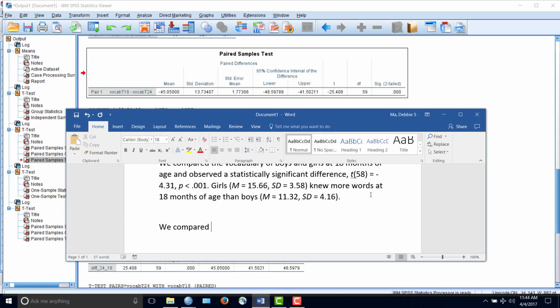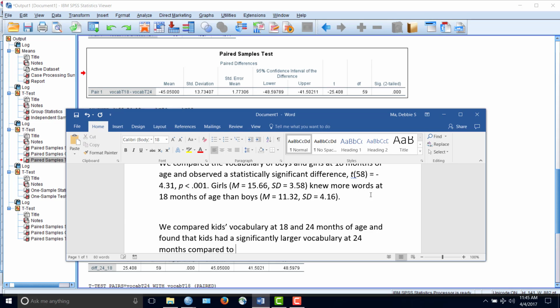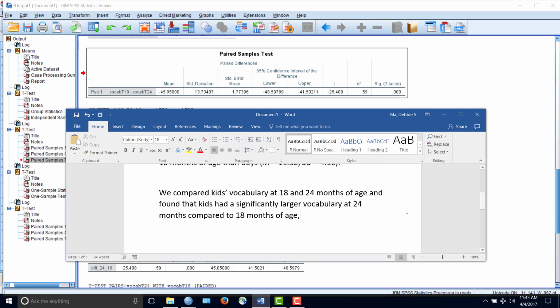We compared kids' vocabulary at 18 and 24 months of age and found that kids had a significantly larger vocabulary at 24 months compared to 18 months of age. Okay. Then we would type in this test statistic.